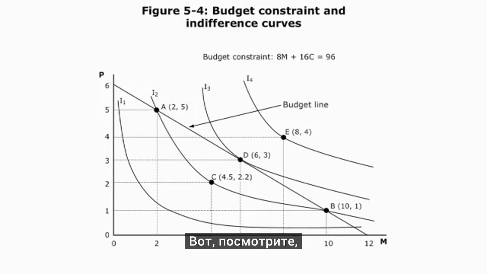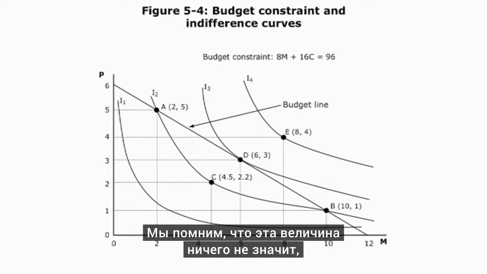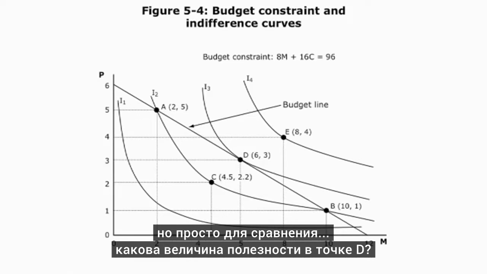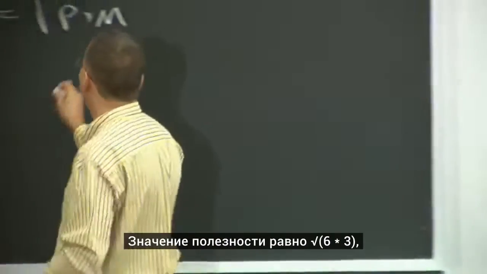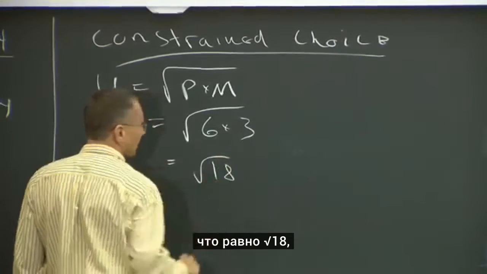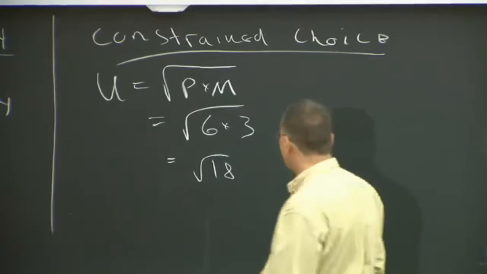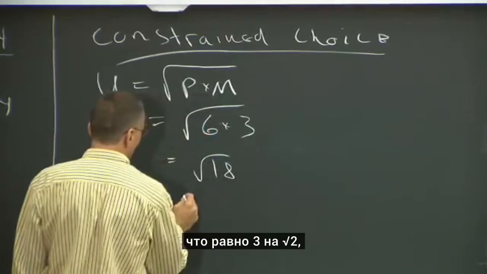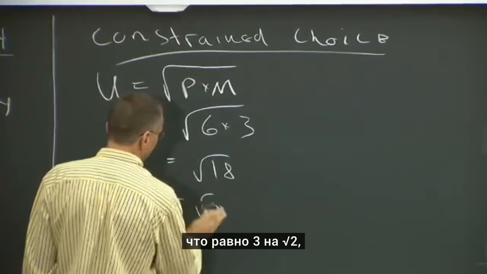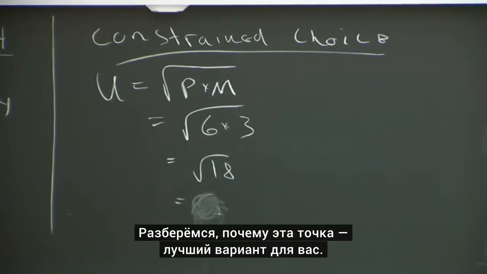Now, what's the value of your utility at point D? We understand value is meaningless, but just so we can compare. The utility is the square root of 6 times 3, which is the square root of 18, or 3 times the square root of 2, but we'll just call it the square root of 18 for comparison. Now, let's talk about why that's the best point for you.